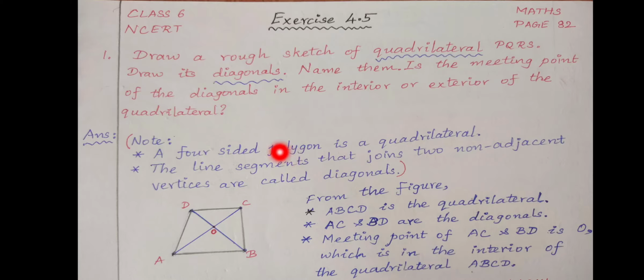See, first thing is we have to draw a rough sketch of a quadrilateral with points or vertices P, Q, R and S. It is a four-sided polygon.